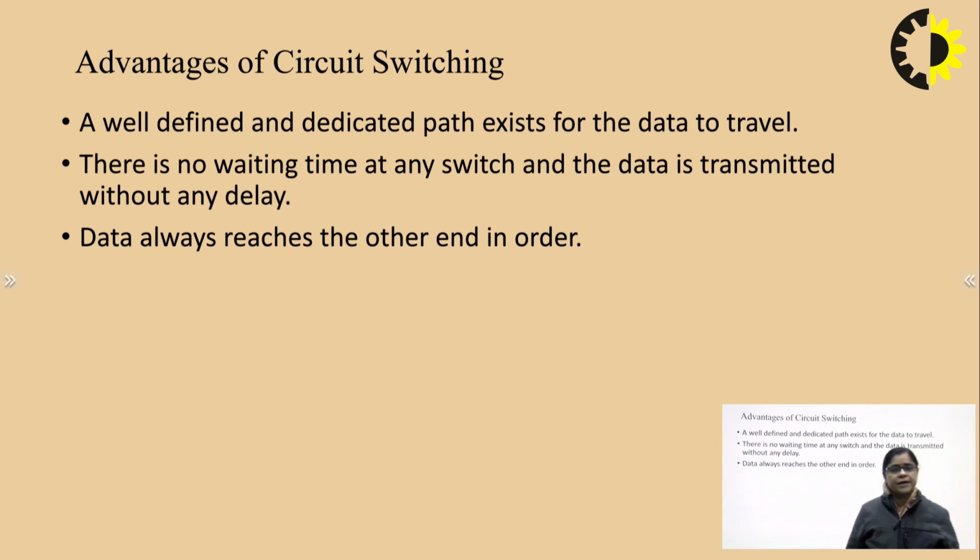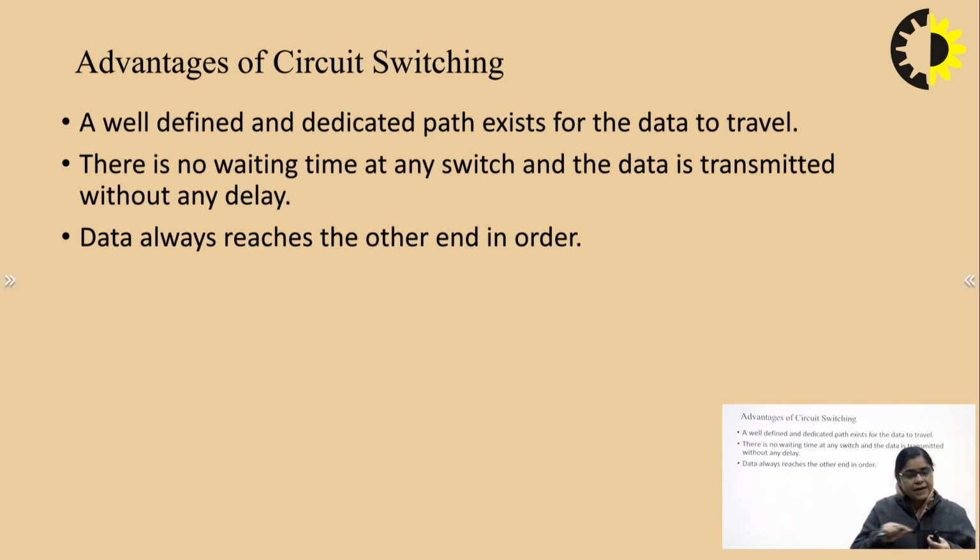Now, when we are talking about the advantages of circuit switching, we find that a well-defined, dedicated path exists for the data to travel. We can take the recent example I have taken, the telephone call. If I am doing a phone call to my friend, then a dedicated, well-defined path exists, right? So there is no waiting time at any switch, and the data is transmitted without any delay.